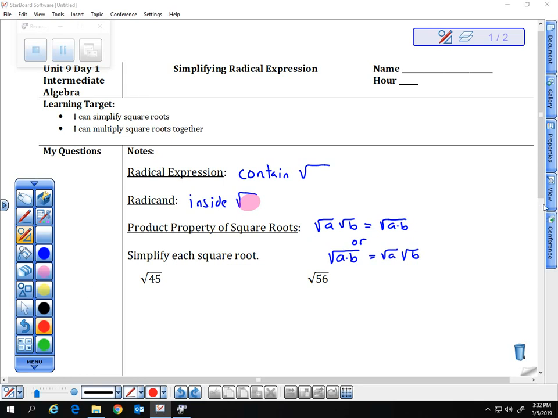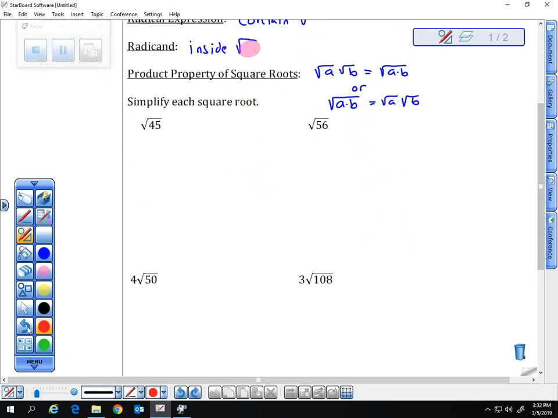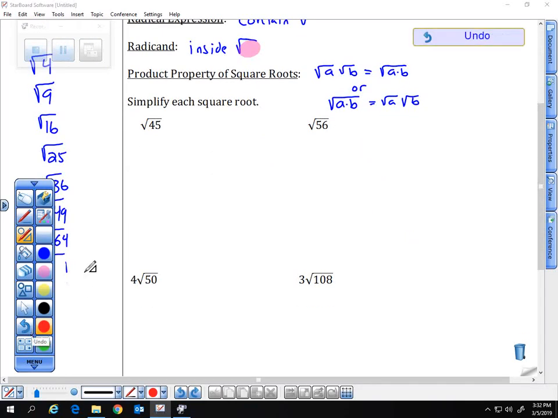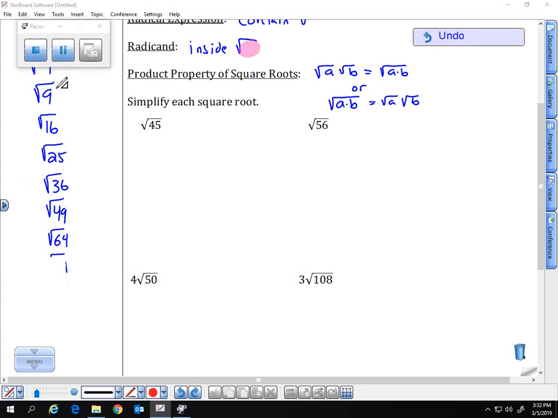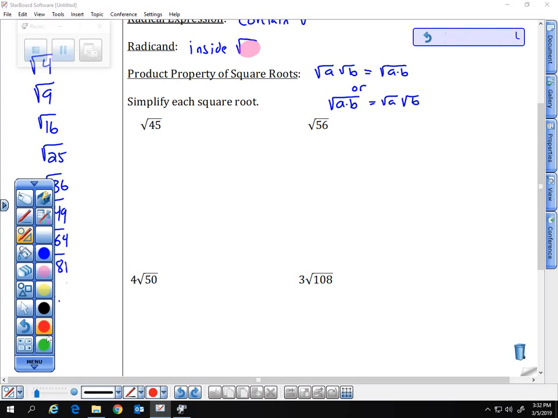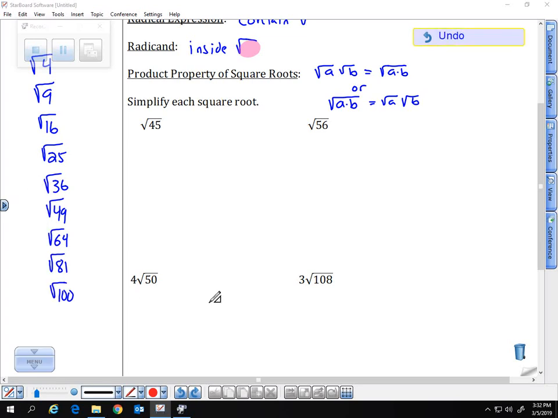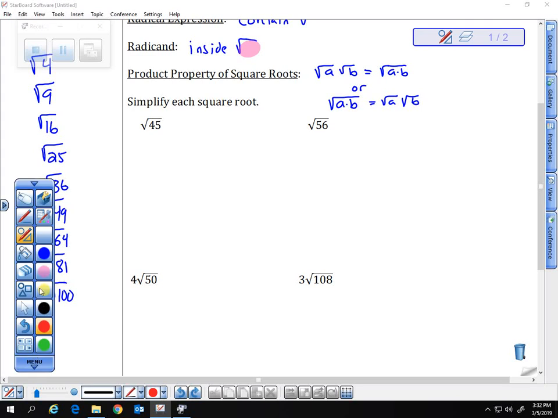Before we really get started, let's look at our perfect square roots. Now our perfect square roots will be square root of 4, square root of 9, 16, 25, and so on, all the way down to square root of 100. Could go beyond that, of course. So using that idea, I'm going to be simplifying these square roots using two different methods.